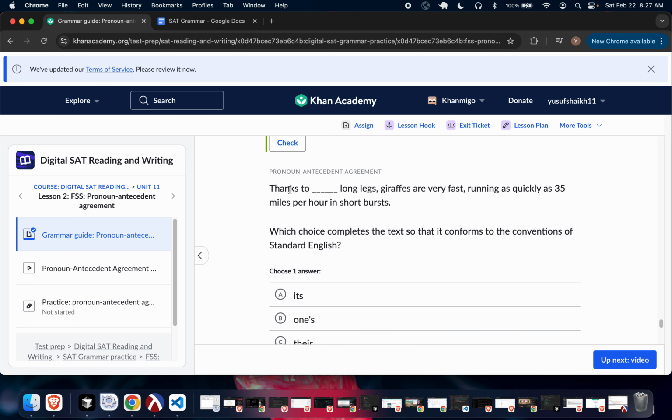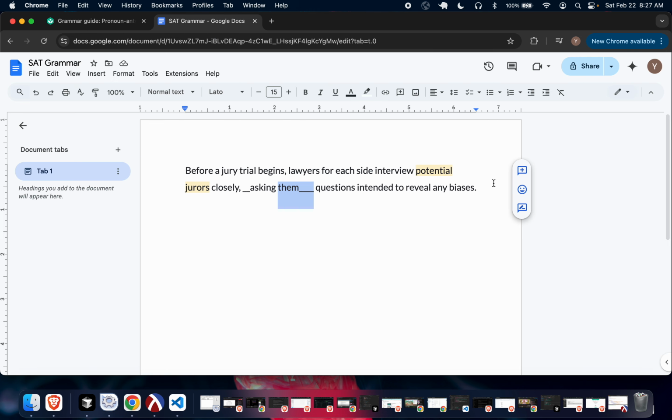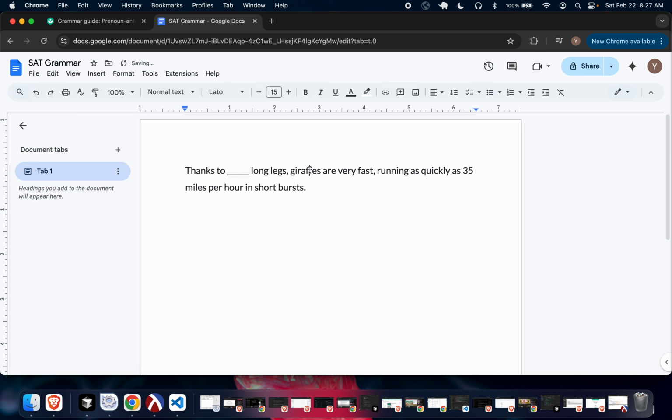Okay, let's look at this question. Thanks to blank long legs, giraffes are very fast, running as quickly as 35 miles per hour in short bursts. So we can notice that in this question, giraffes is the antecedent. Notice how it's actually coming after the pronoun, but that's fine because we can identify the antecedent at least. In this case, giraffes is really the only potential antecedent that there could be. That's the only one that it would make sense to be, so that's going to be the antecedent.